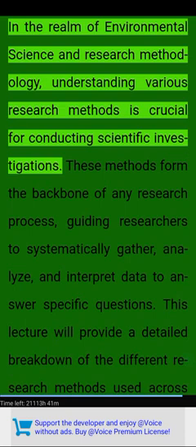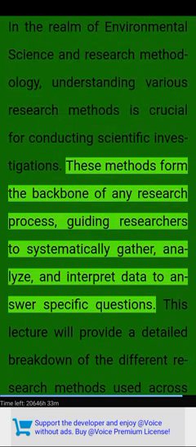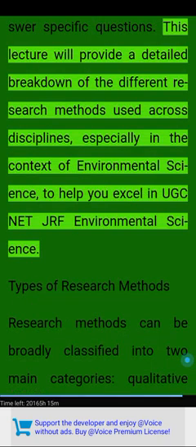In the realm of environmental science and research methodology, understanding various research methods is crucial for conducting scientific investigations. These methods form the backbone of any research process, guiding researchers to systematically gather, analyze, and interpret data to answer specific questions. This lecture will provide a detailed breakdown of the different research methods used across disciplines, especially in the context of environmental science, to help you excel in UGC NET JRF environmental science.